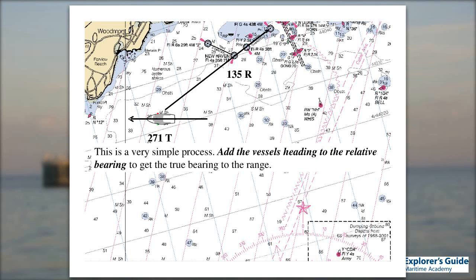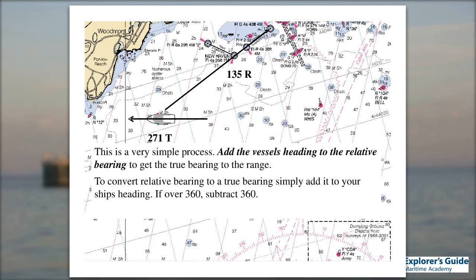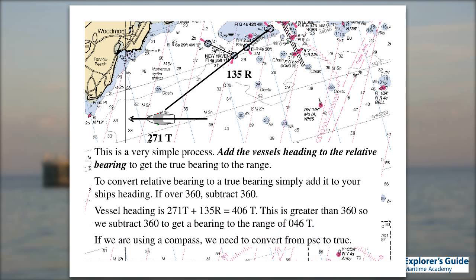All we do is add the relative bearing to the ship's heading. If it's over 360, which doesn't exist, we simply subtract 360. So here we had a 271, which is our ship's heading, the true. The relative bearing of 135 equals 406, which does not exist. We subtracted 360, and we come up with a true bearing of 046. We can actually find that buoy and draw a line, actually get us a line of position from where we are to those buoys.